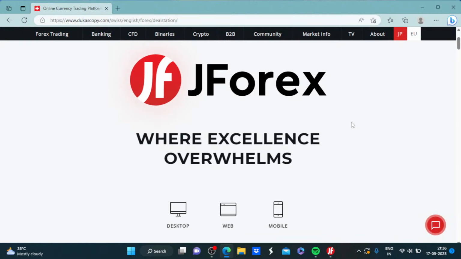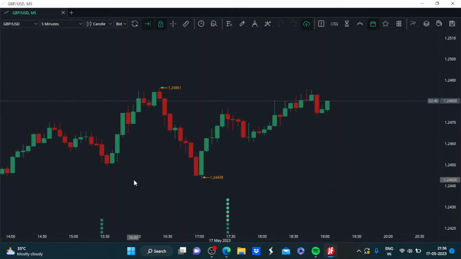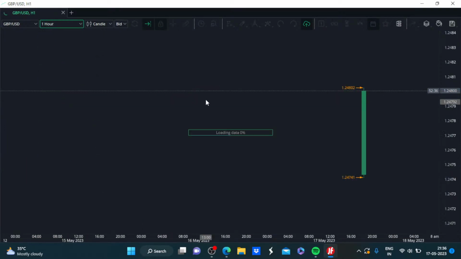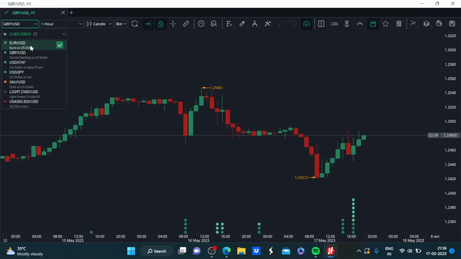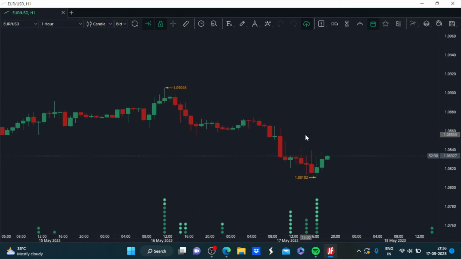So let us now head to JForex, the newly released trading platform from Dukascopy Bank SA. This is the GBP USD chart with each candle period defined at 5 minutes. I am now going to change it to the most commonly traded, most liquid currency instrument, that is EUR USD. Here you can find these indicators simply by a quick search.